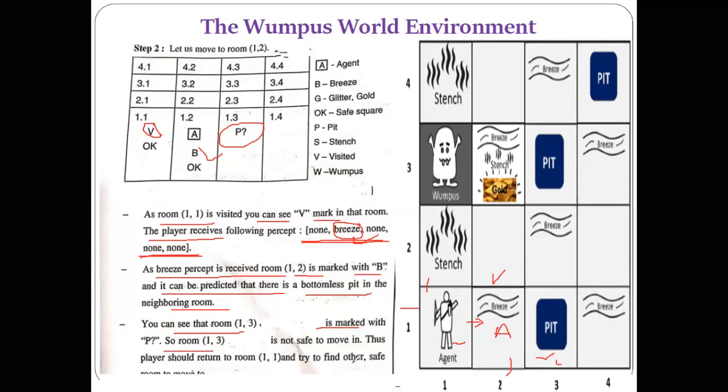Now the agent has to think where he should move from room 1-2. Because he has perceived the breeze there, it is not safe to move into room 1-3. Understood? Because room 1-3 is a pit, yes or no? Yes, sir. So here the agent feels some kind of danger. That is the reason the agent will return back to room 1-1 and again try to find a safe room. This is our second step.